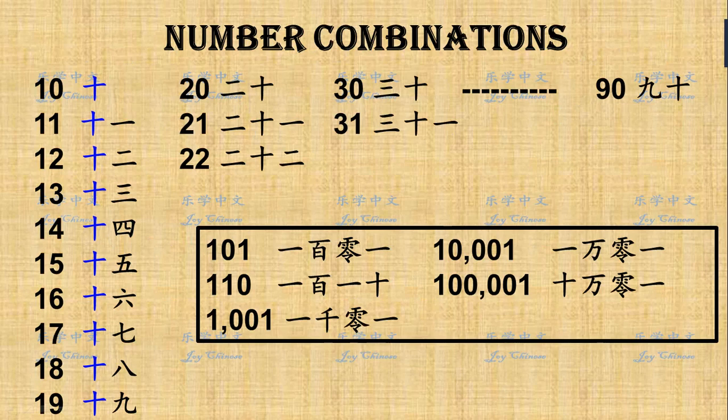So here I have 101. We learned 0, right? This is a complicated one. You can also just write a circle in here. 101. So if you want to say 110, you say 110.